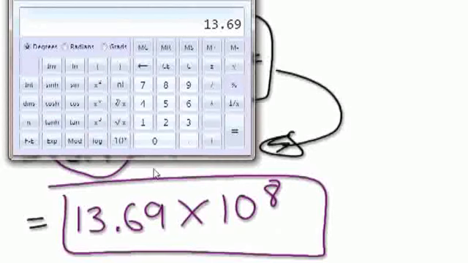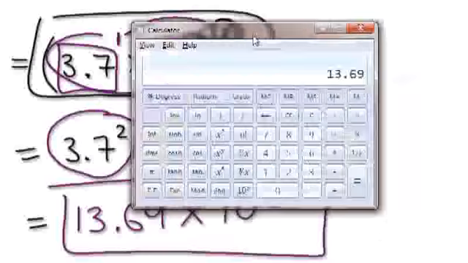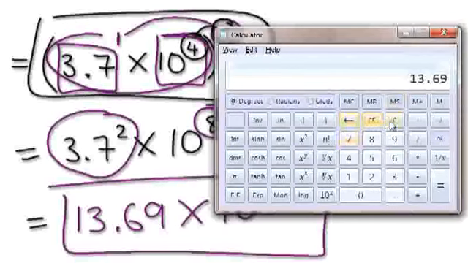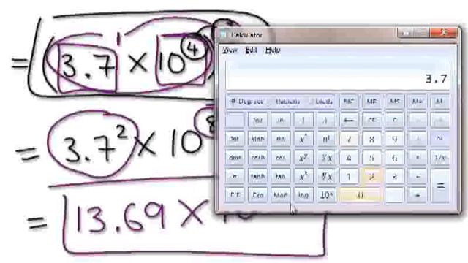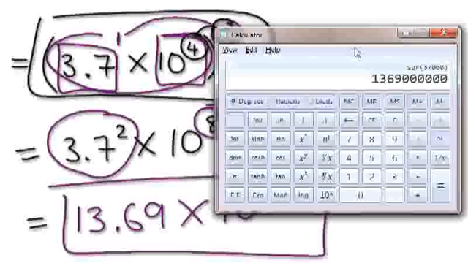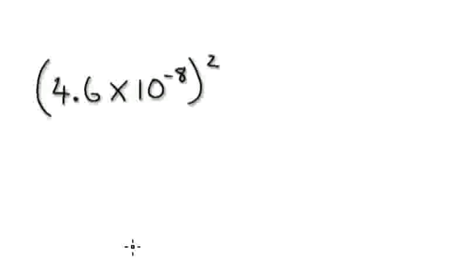If I were to do it on my calculator, I would do this. Clear it. 3.7, and then I've got to press this EXP button here, and then 4. And then I would press the squared button here. So it gives you that, which is actually this answer here. Anyway, let's carry on here.